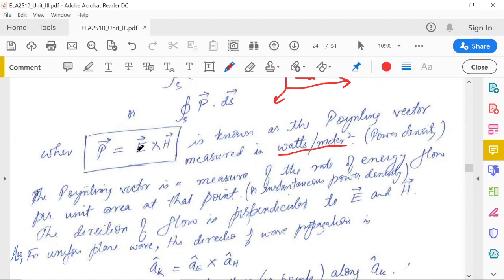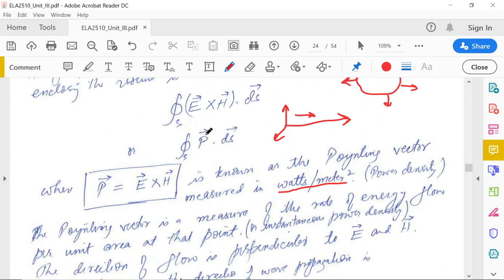This is because E and H are functions of time and space. So at a particular point in space, E and H will become functions of time. So the Poynting vector is a function of time as well, and it is called the instantaneous power density. This Poynting vector P will give you the instantaneous power. So whenever you want to find the instantaneous power density, we just take E cross H, and you will get the power density which is flowing in a particular direction.